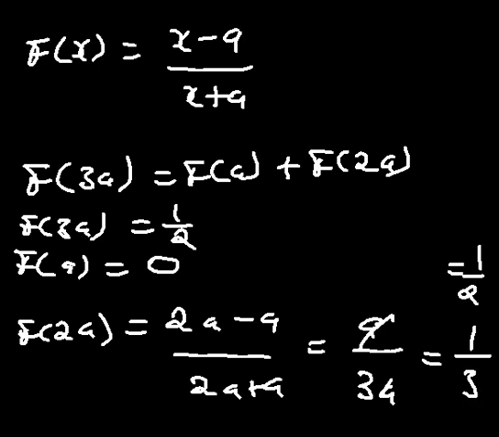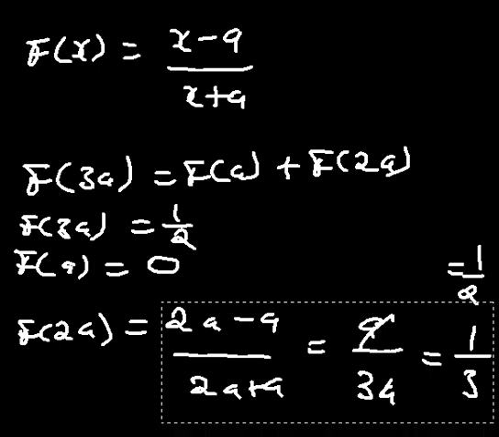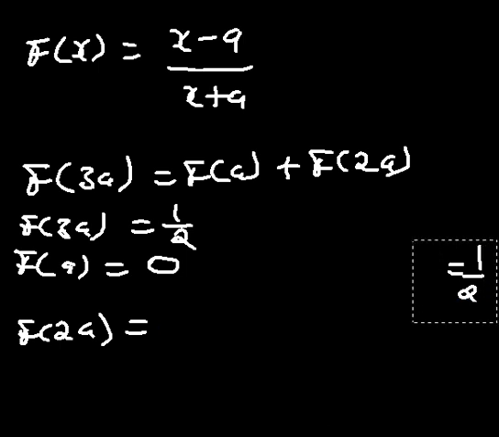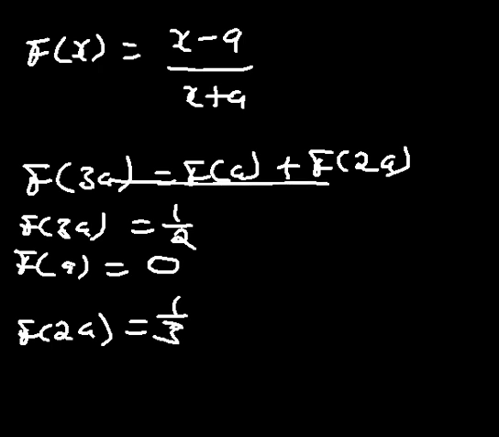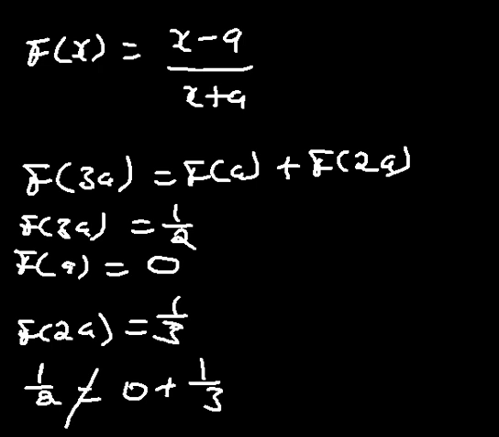Which means we have 1 over 3 as the value of f of 2a. So now let's think of substituting this into that one. So now we have 1 over 2 actually is equal to 0 plus 1 over 3. So they are not the same, as you can see.